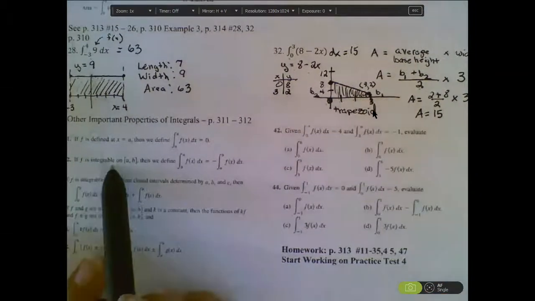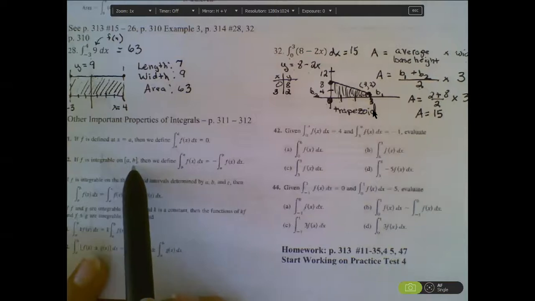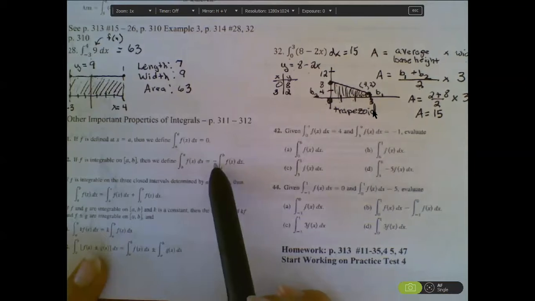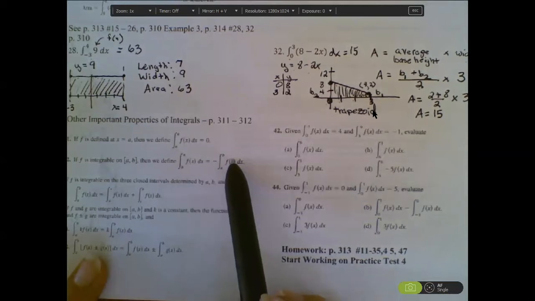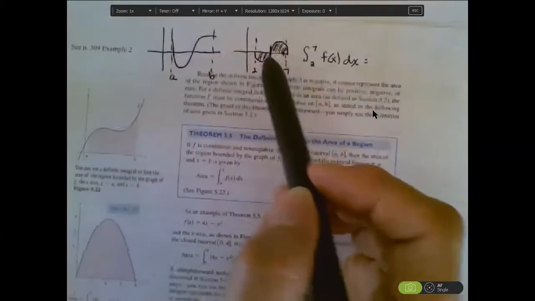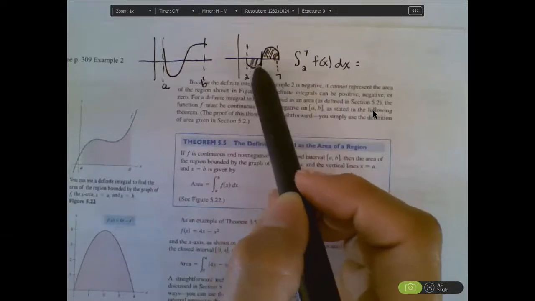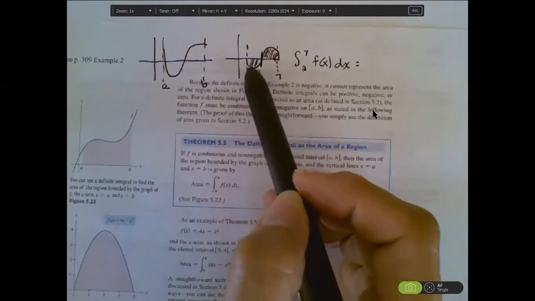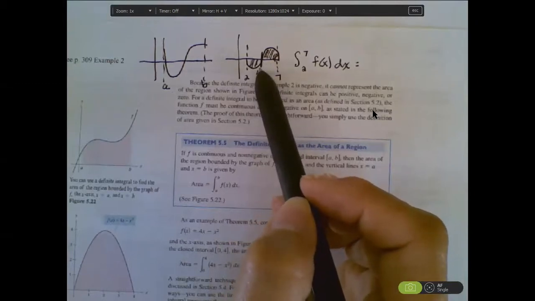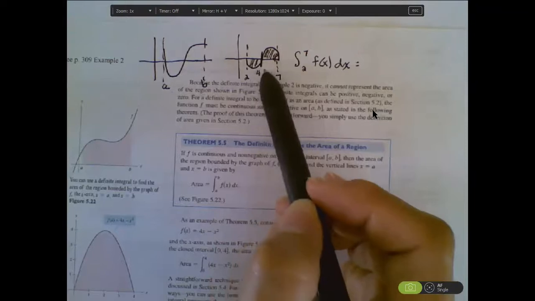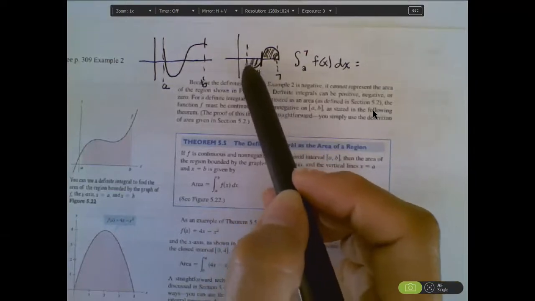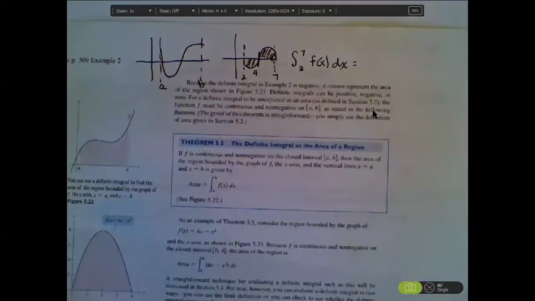If f is integrable on the closed interval from a to b, then the integral from b to a is going to be the opposite of the integral from a to b. And that's kind of what I was saying here. If I wanted this area, I couldn't just say integrate from 2 to 4, because if I integrate from 2 to 4, it's going to give me a negative value. But if I take the opposite of that negative value, or the absolute value of that negative value, then it would be the area bounded by the x-axis in that curve.